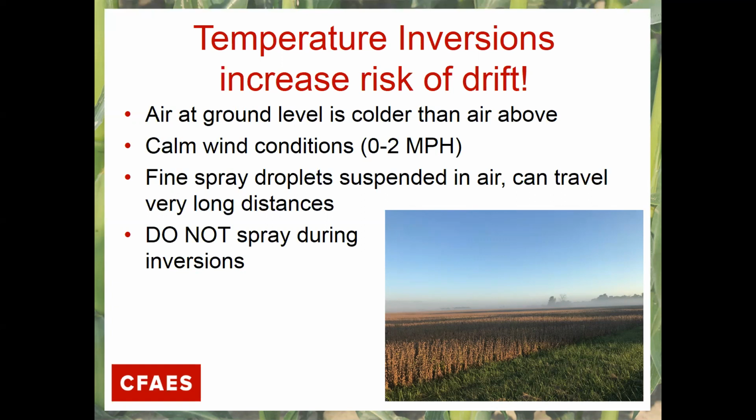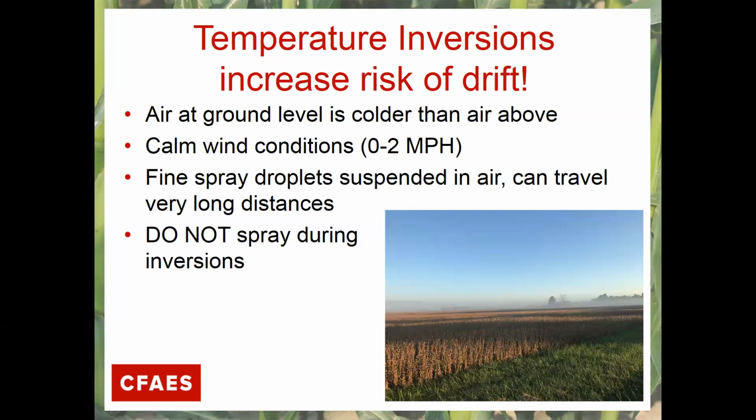When there's a temperature inversion, air near the ground is colder than the air above. Under low wind conditions, less than 3 miles per hour, this cold air layer persists because the cold air does not rise or mix with the warmer air above. If you spray during an inversion, the finer pesticide droplets can remain suspended in the air for a very long time. A pesticide cloud can move very slowly across the agricultural landscape and be devastating to non-target areas nearby.